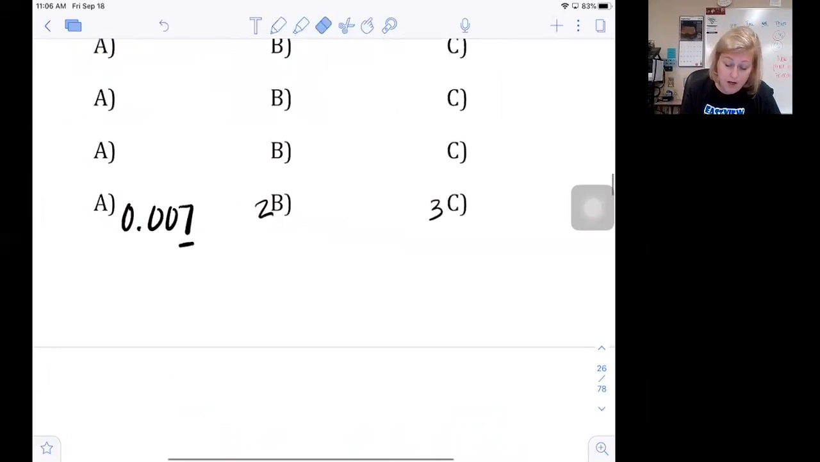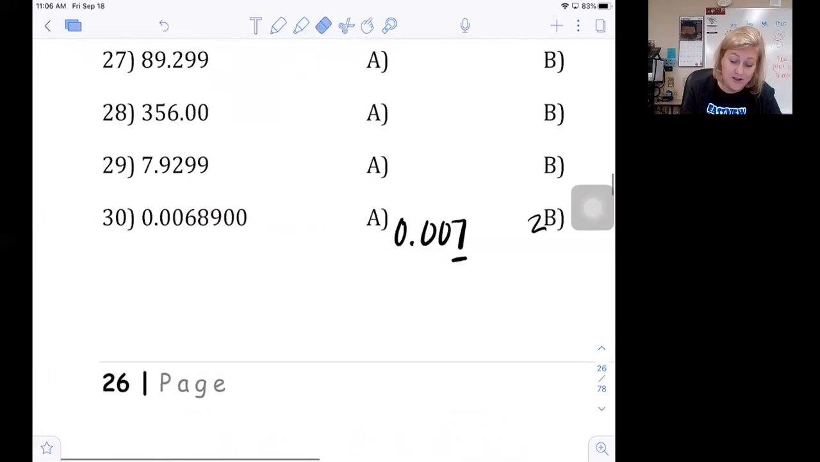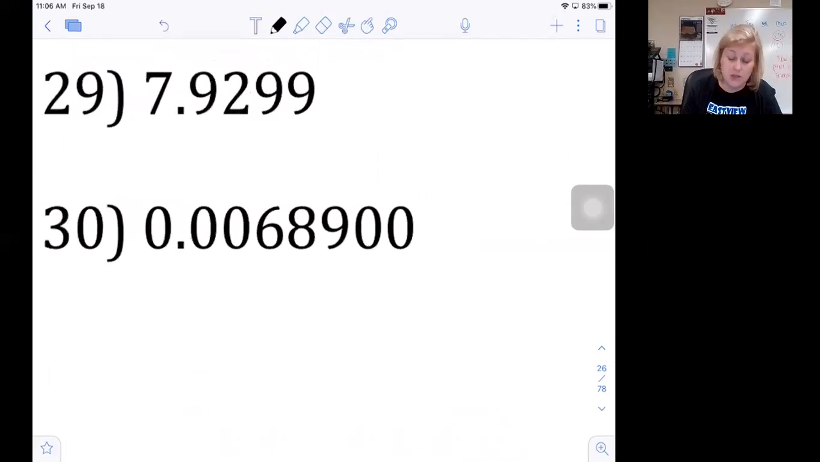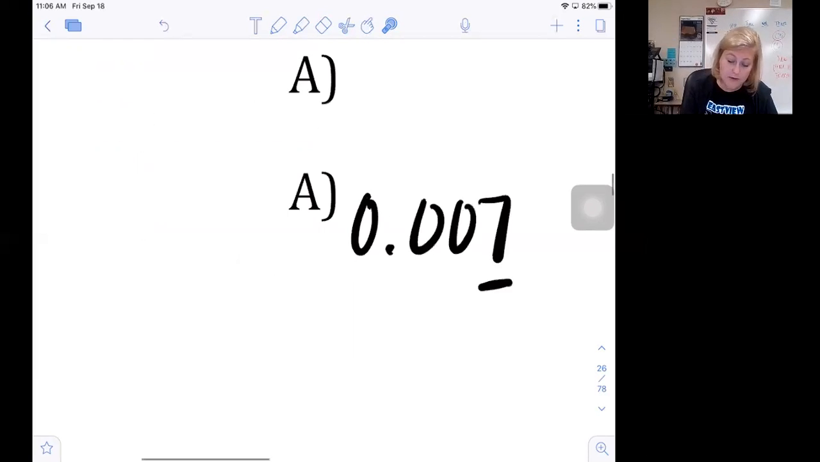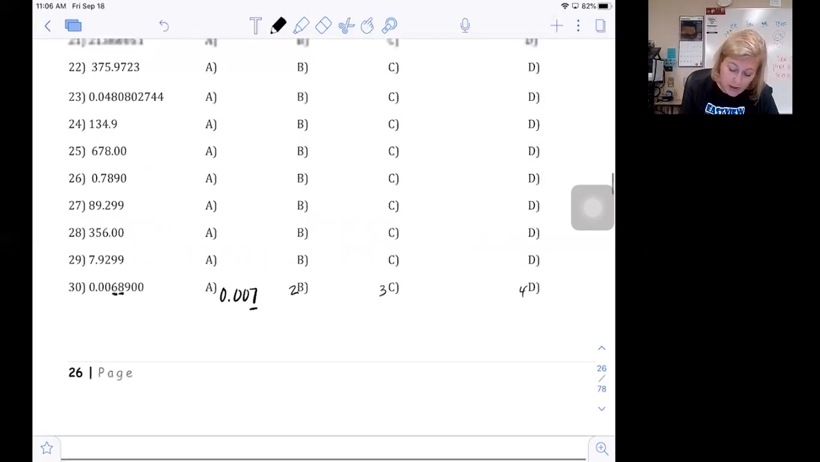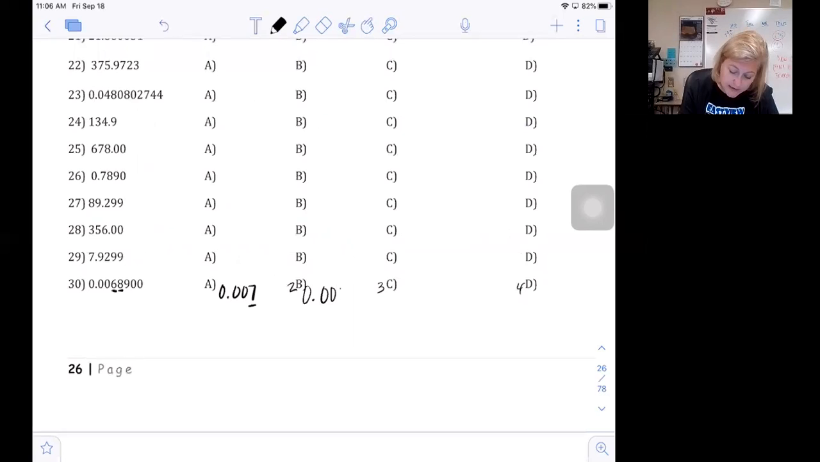Now let's look at B. B is asking us for 2 significant digits. So now underline my first 2 significant digits, 1, 2. And I look, what is this 9 that's behind the first 2? What does that 9 do to the 8? If you say it rounds it up, you would be correct. So now this 8 turns into a 9. So it's going to be 0.0069, because that 9 rounds this 8 up to a 9. And I have 2 significant digits.